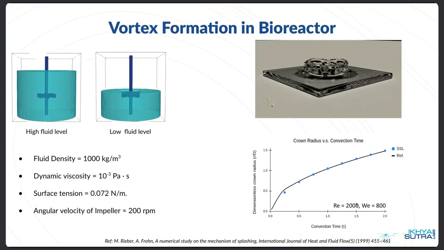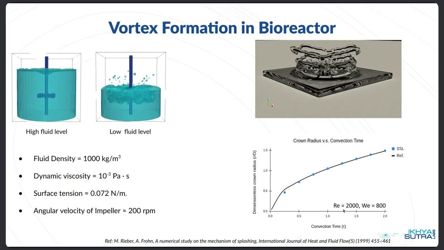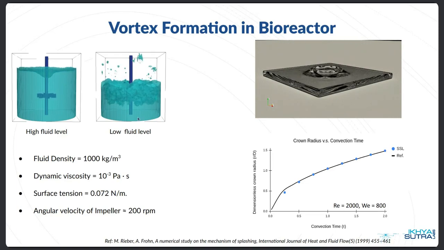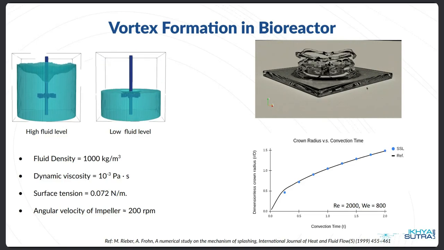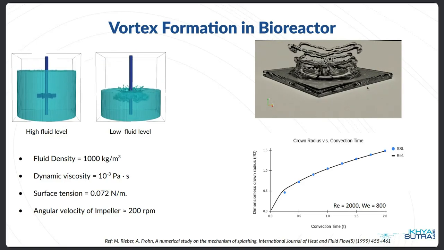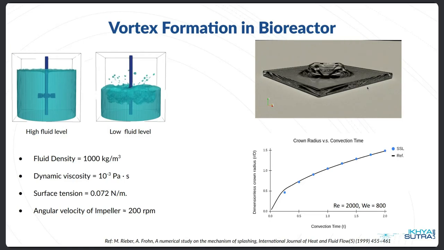So for those who are interested, the Reynolds number for these simulations here is of the order of 10,000, whereas the Reynolds number here for the validation case is around 2,000, and the Weber number was around 800.